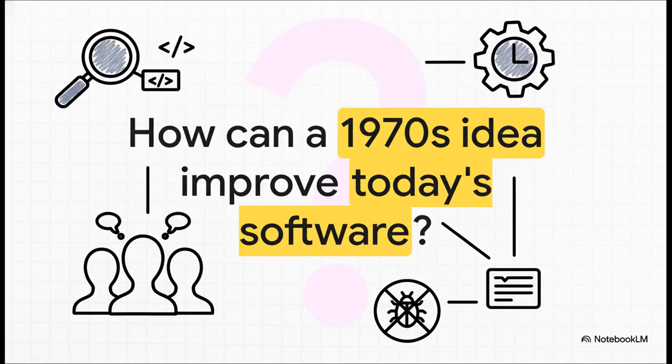So this leaves us with a pretty fascinating question, doesn't it? In a world of artificial intelligence and constant automated testing, how can a methodical, human-focused idea from the 1970s still be so incredibly relevant? I think the answer is that some things just don't change. Getting a fresh pair of expert eyes on a problem and having a structured conversation about it, that's still one of the most powerful tools we have for building better software from the very beginning.